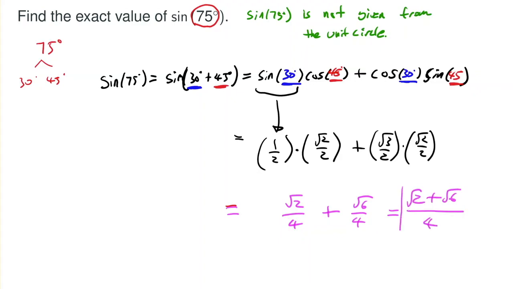And this is as simple as we can simplify. We cannot write this as square root of 8. Right? Square root doesn't work that way. So this is as simple as we can write it here. So remember, 75 degrees is not on the unit circle. So we find two angles that are on the unit circle. So we can apply sum and difference formula, and we can find each of these from the unit circle.